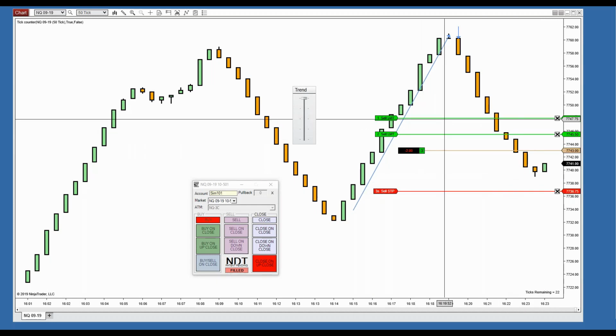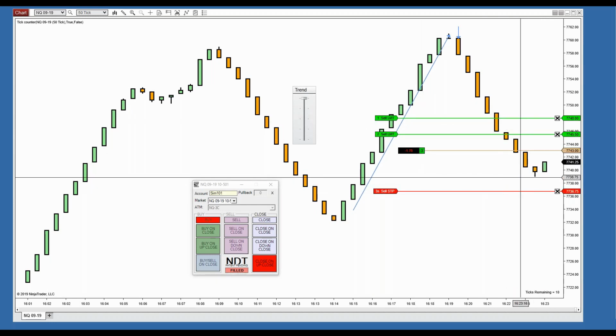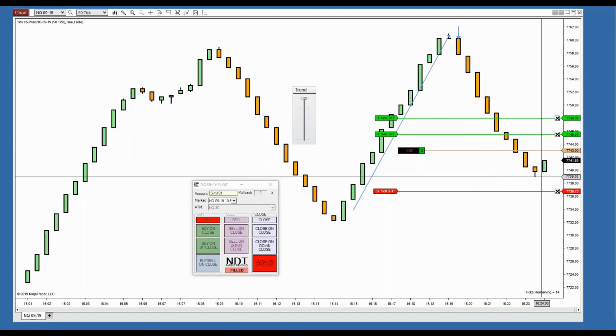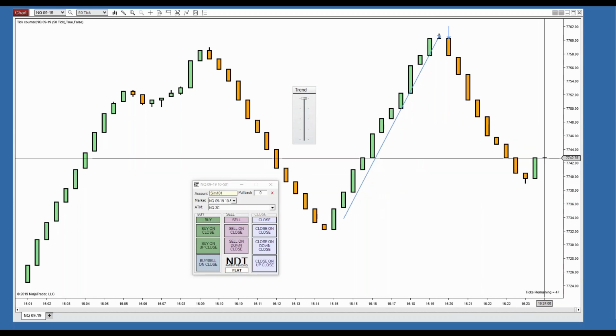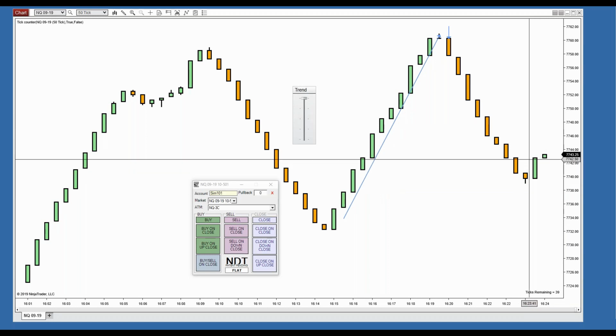Irrespective of what your ATM is now, on a short trade, you close on the first up close. On a long trade, you close on the first down close. And watch, the trade took us right out. So you really get precision entries.